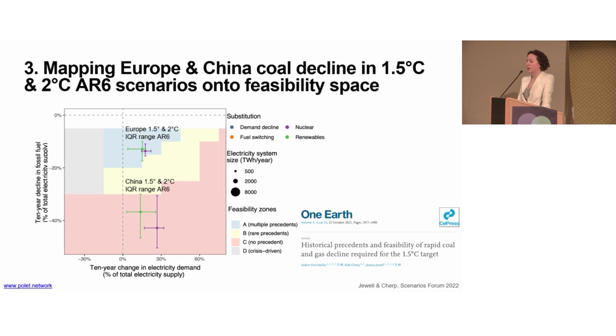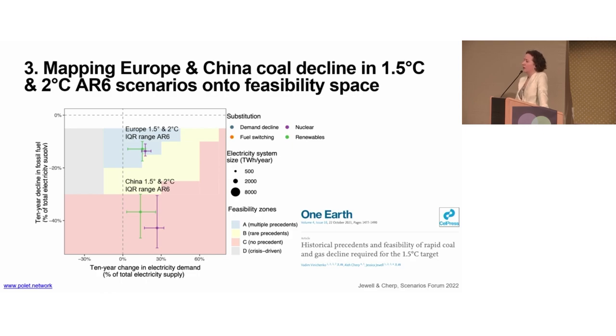Now, one of the questions we commonly get when we present this research is, well, but won't the future be different? Because now renewables are cheaper, and countries are more serious about climate change. So what do these historical, long ago periods of fossil fuel decline have to do with what we're dealing with today, the challenges we're facing today?